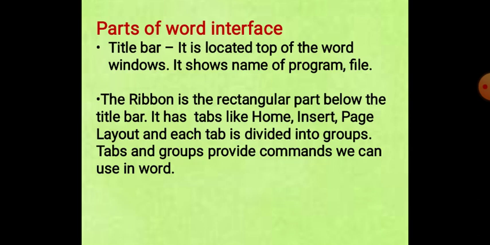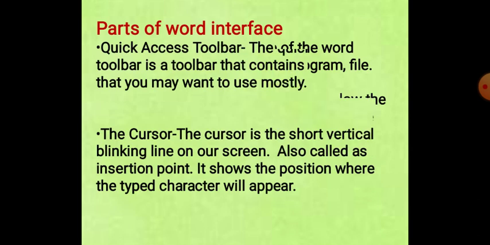After the title bar there is a rectangular block that is known as the ribbon. Ribbon has some tabs and tabs have some groups, like Home tab, Insert tab, Page Layout tab. These tabs have again some groups, and with the help of these tabs and groups we can access the commands in the Word program. कोई भी command हमें use करना है तो हम किसकी help से करेंगे? Tabs and groups.